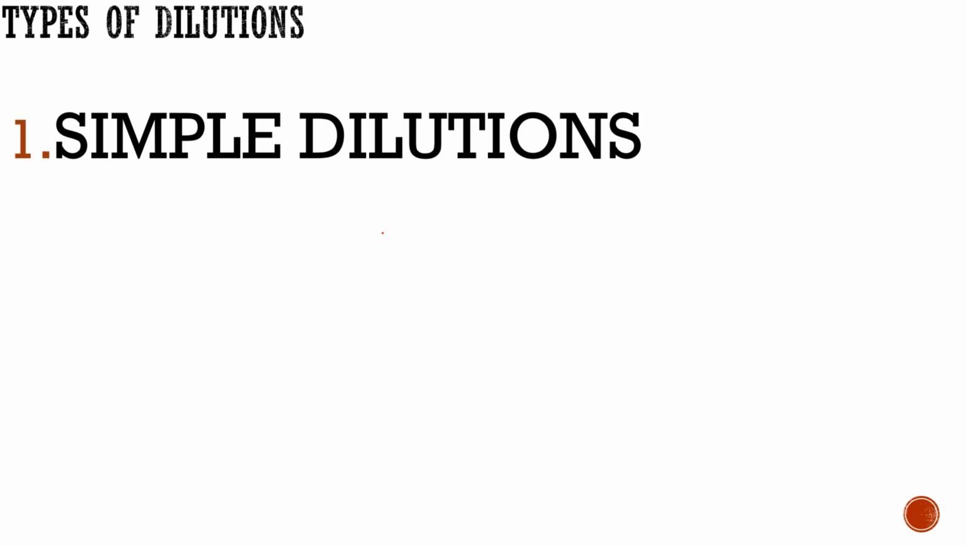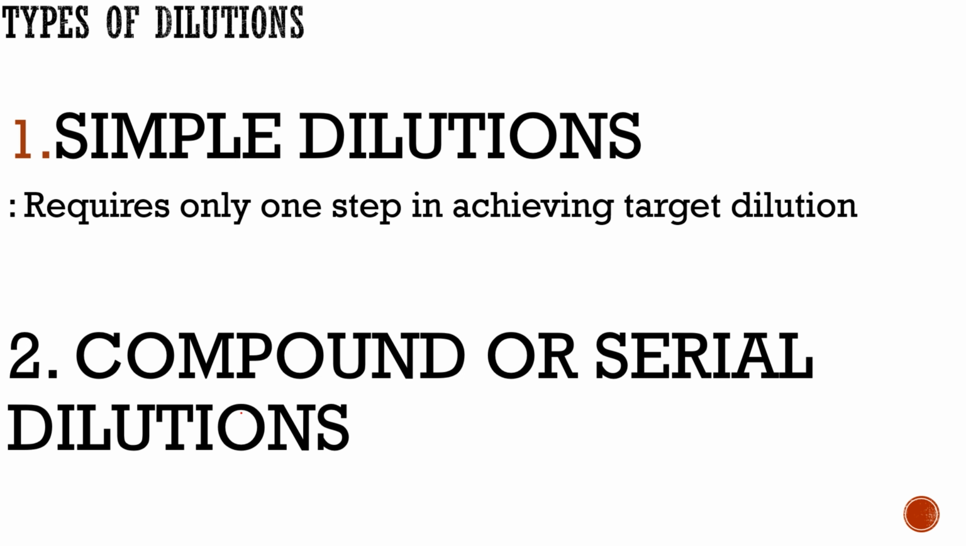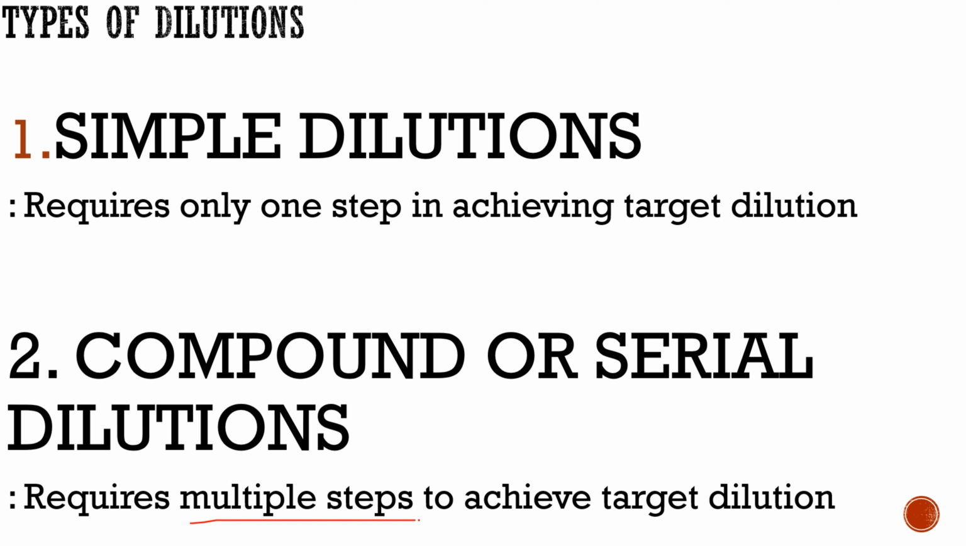Now let's go to the different types of dilution, class. There are two main types. The first one is the simple dilutions. When you say simple dilution, from the word simple, it would only require one step in achieving the target dilution. So you only do one step, class. You do not need multiple steps to acquire your target dilution. The second is your compound or serial dilutions. This requires multiple steps to achieve the target dilution. So take note of that.